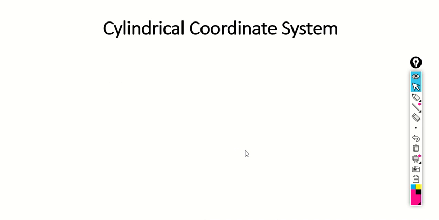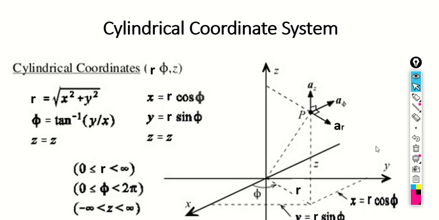Let us look at the cylindrical coordinate system. I have three unit vectors: ar cap, which is perpendicular to the cylindrical surface, a phi cap, which is perpendicular to the plane phi is equal to constant, and az cap, which is perpendicular to the plane with z is equal to constant. So these are the three unit vectors.